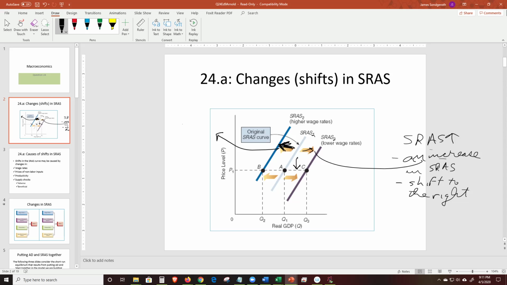This is a decrease in short run aggregate supply. Short run aggregate supply decreases, okay? And that means a shift to the left. All right, decrease. Good deal.